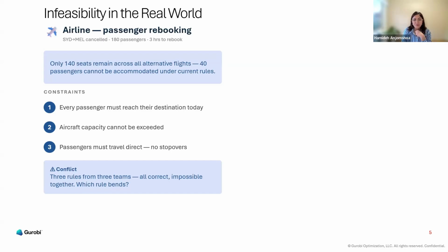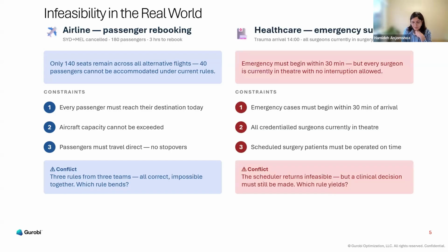So I'll continue and see how it goes. With the second industry problem, I came up with healthcare. This is an example in healthcare for everyone here. In the emergency department, we have an emergency case at 2 o'clock where the patient needs to be treated within 30 minutes. They should be operated on. But every surgeon is currently busy in a theater and cannot have any interruption while the surgery is going on.